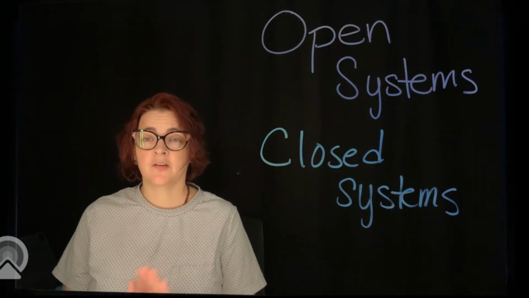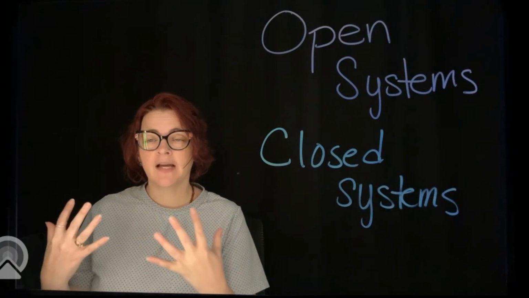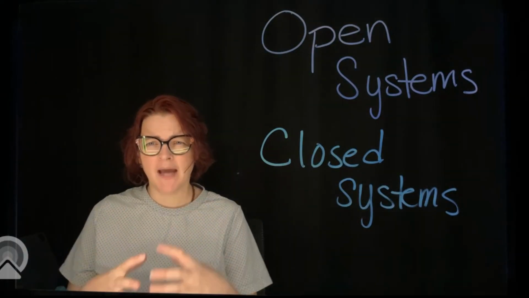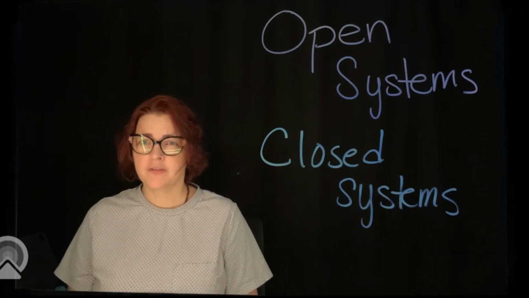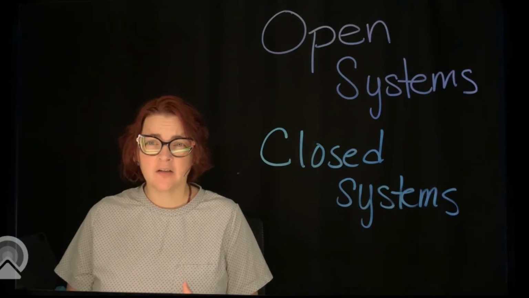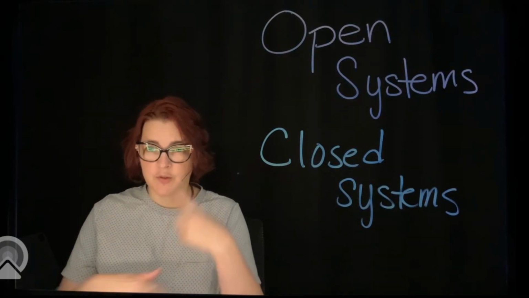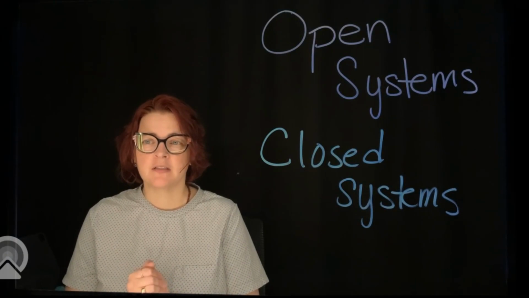Closed systems, on the other hand, may utilize energy from outside sources, but the matter stays within the system. The Earth as a whole is a closed system. The water cycle is a closed system. The water is just being transformed into different forms.